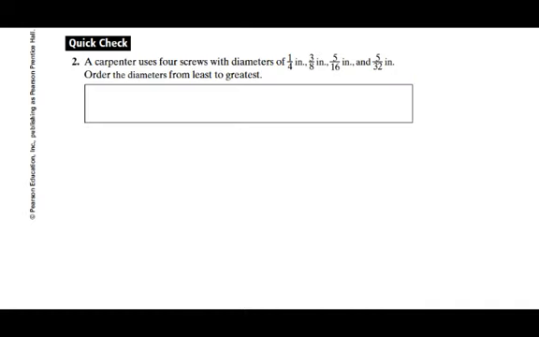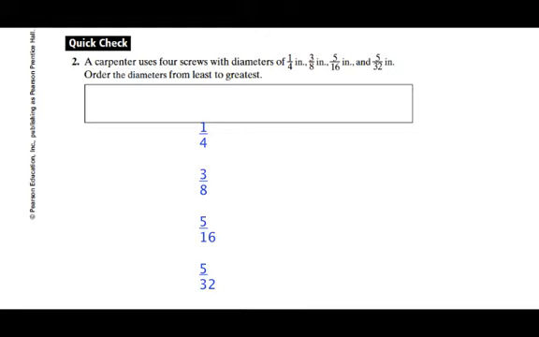Try this quick check problem on your own. You're going to have to find a common denominator. I'll give you a hint. It's one of the denominators that's already listed. Now check your work. The common denominator of 1/4, 3/8, 5/16, and 5/32 is 32.